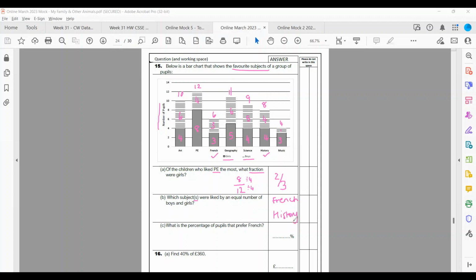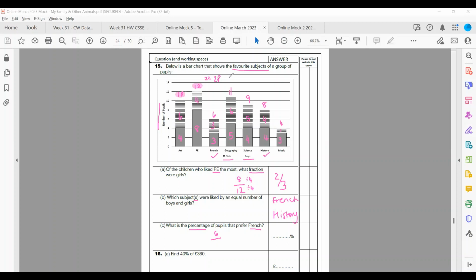And then we've been asked in this question, what is the percentage of pupils that prefer French? So we have a total of 6 pupils who like French. So that would form the numerator of my fraction. In order to get this into a fraction, I need to know how many pupils there are altogether. And this is when I can start to add up these numbers up here. Okay, so 10 plus 12 is 22. And if it helps, do a running total so you can keep track. Plus 6 would be 28.